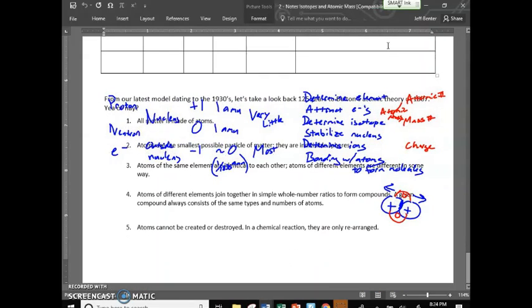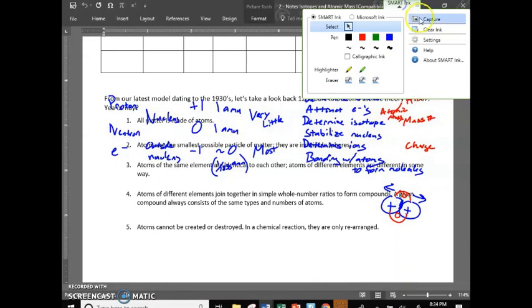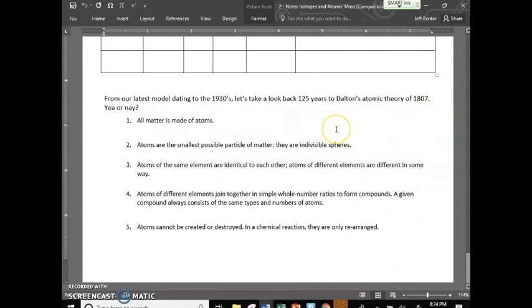Alright, so going back to Dalton's whole atomic model here, which of these is true and which one's false? All matter is made of atoms? Yeah, we'll go with that. We'll put a check mark next to that. As far as we know, everything that you can hold in your hand is made of atoms. Atoms are the smallest possible particle of matter. They're indivisible. That'd be a big old no now, right?